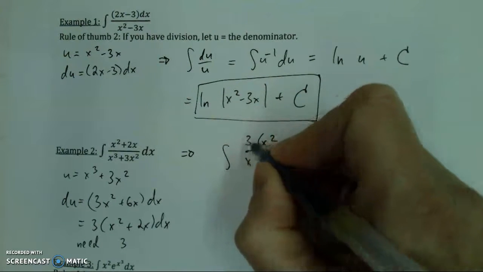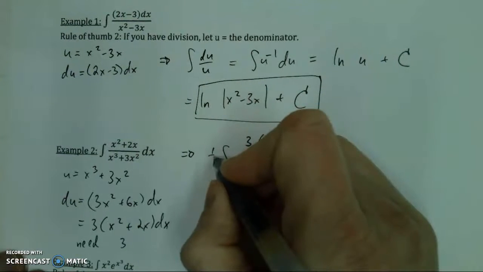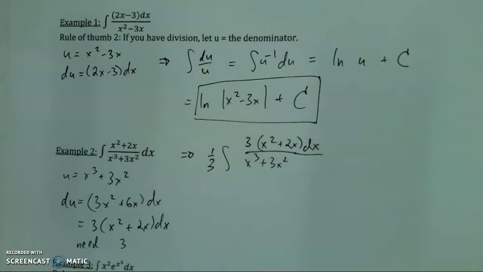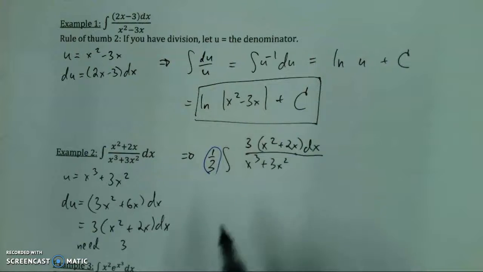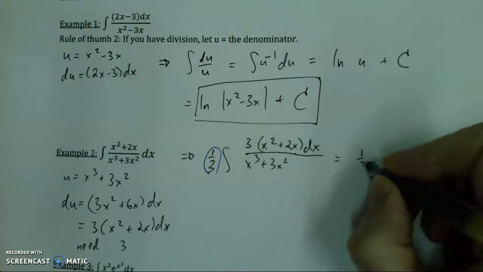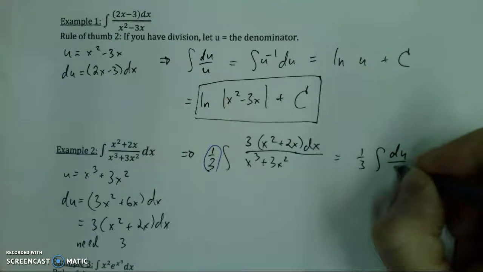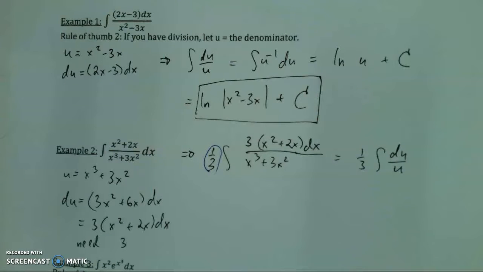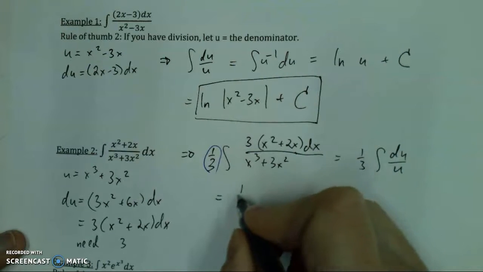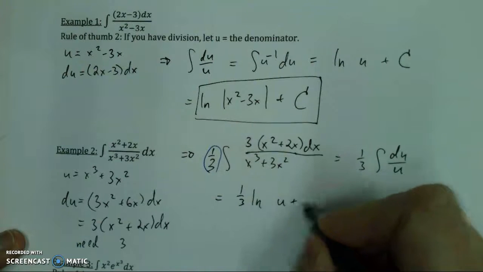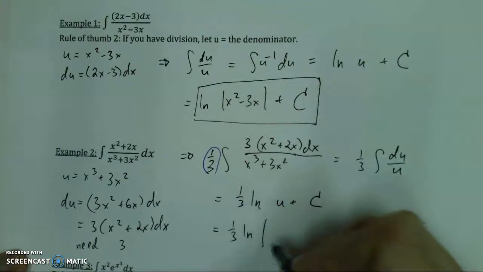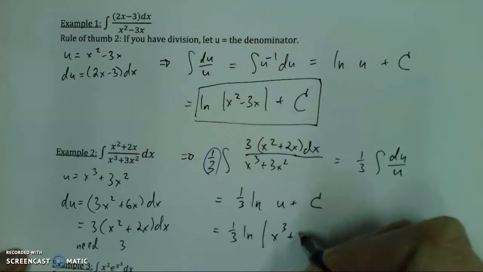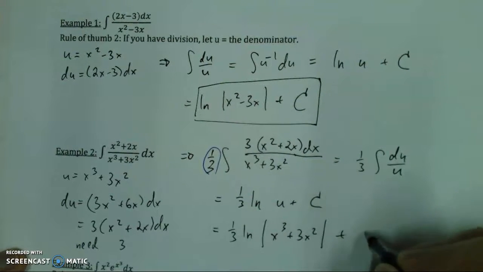So I need to multiply a 3 on the outside, which means I multiply its reciprocal 1/3 on the outside, since I put the 3 on the inside. So there's my du. Again, I put the 1/3 on the outside as a reminder to myself that I will still have that after I've substituted. So again, that is my special case, so I will get the natural log. So my answer is 1/3 times the natural log of x cubed plus 3x squared plus c.